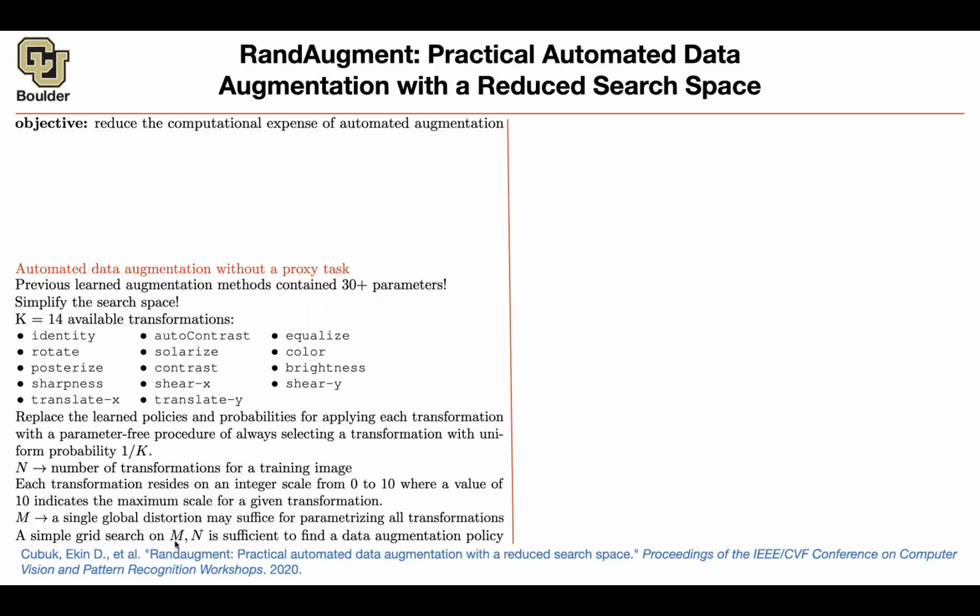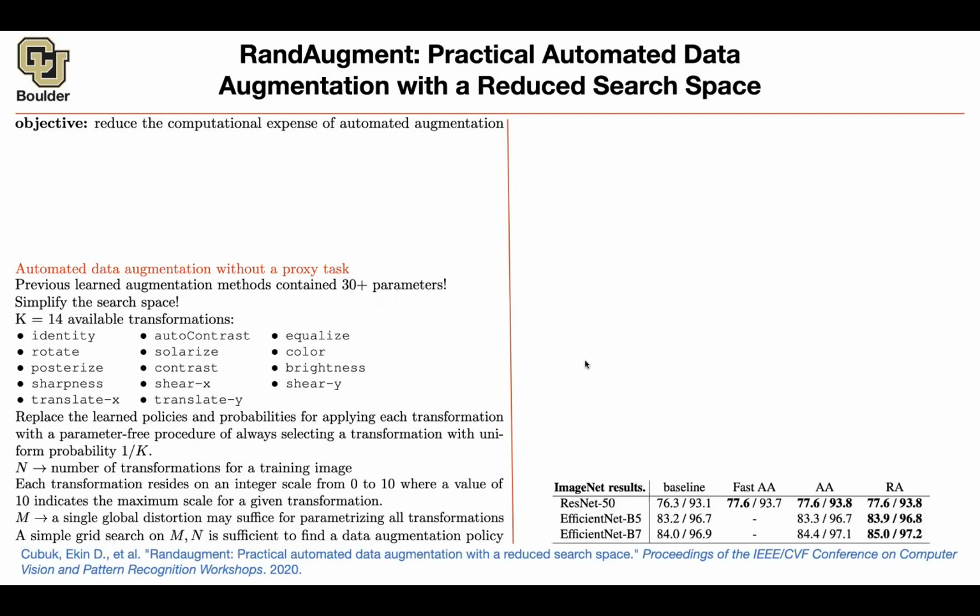And that's going to give you the best M and N. So there is no need for a recurrent neural network, for a controller. There is no need for reinforcement learning. A simple grid search is going to do the work for us because the search space is small. Okay. And what do you get out of it?